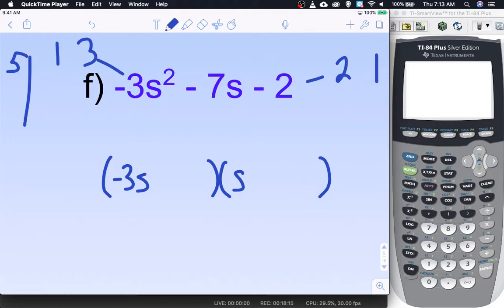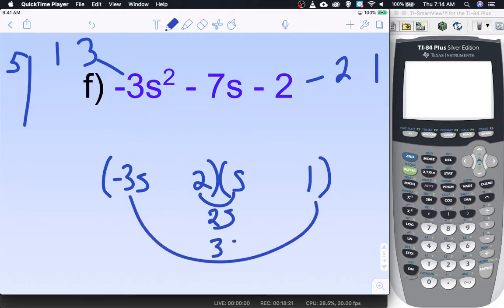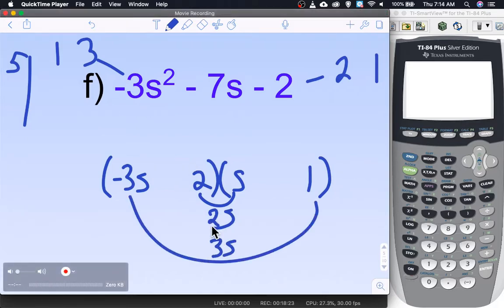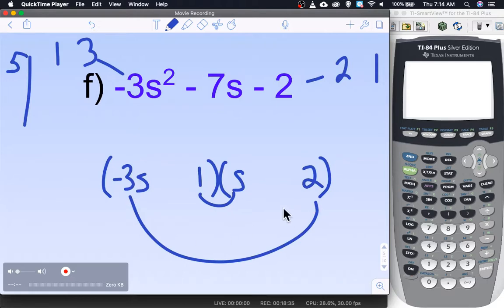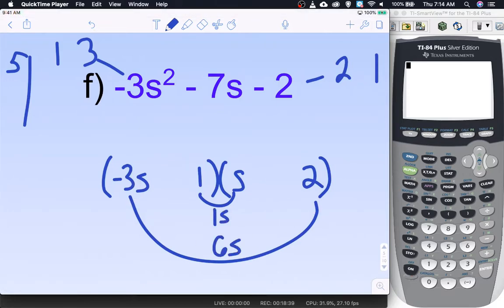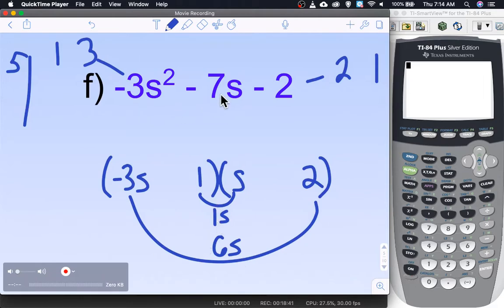So then, well, we know it has to be a 2 and a 1. There's a 2s. There's a 3s. 2s and 3s cannot make a 7s. So I need to reverse the 2 and the 1. Which, if I would have thought about that, would have made more sense, because 2 times 3 is 6s and 1s. That's much more likely to give us a 7s. Okay, so let's keep going.